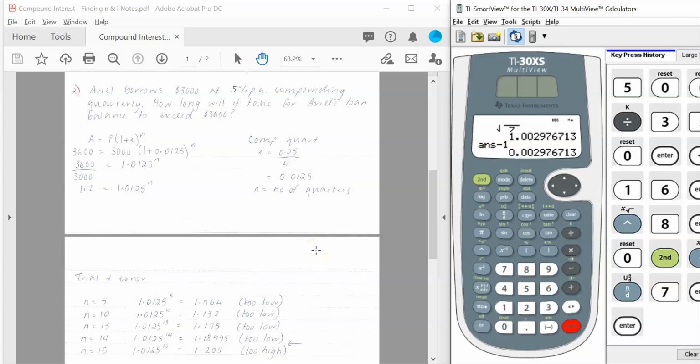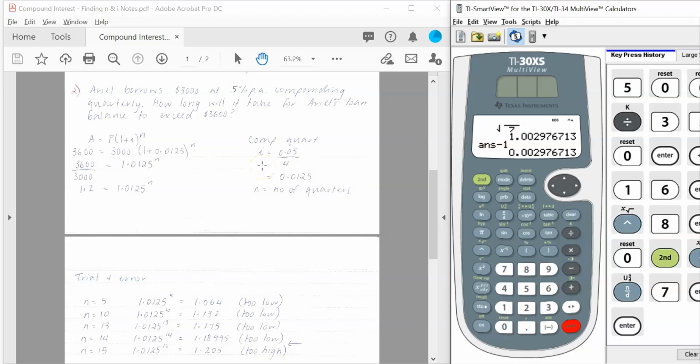The next question looks at how we can find n, the number of compounding periods. So Ariel borrows $3,000 at 5% per annum compounding quarterly. How long will it take for Ariel's loan balance to exceed $3,600? So our compound interest formula, we're compounding quarterly.